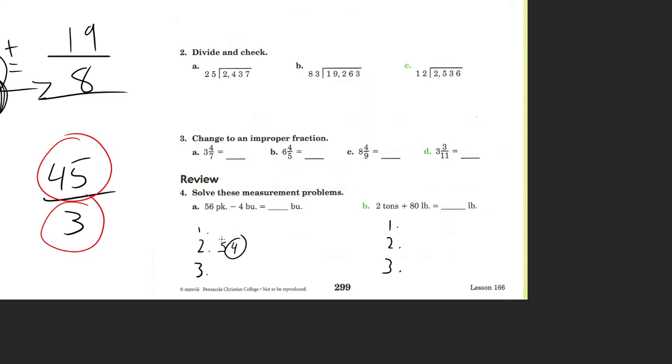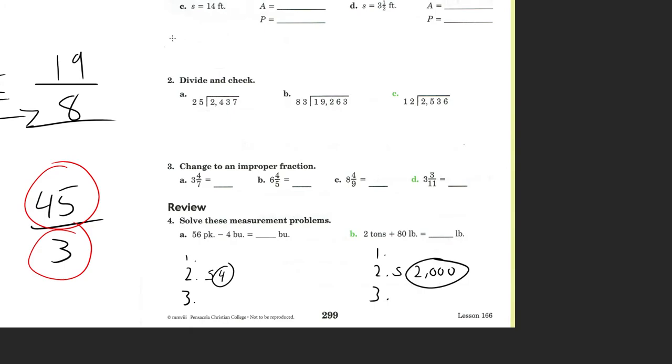Have I been circling the S this whole time? Yeah, I wasn't supposed to be circling the S. I was supposed to circle the number. Okay, anyways, not a big deal. Okay, the special number you need to know for this is 2,000. There are 2,000 pounds in a ton. All right.